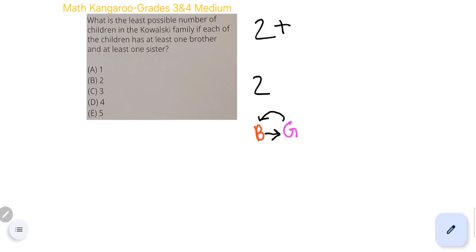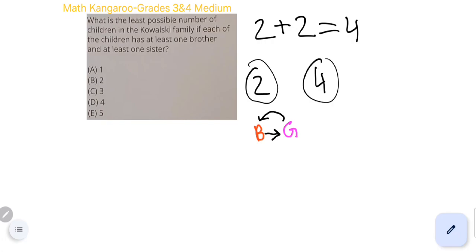So there is 2 children in the family. So we can put 2 here and complete the equation. 2 plus 2 equals 4. So there are 4 people in the family. And in this problem, that answer is D.